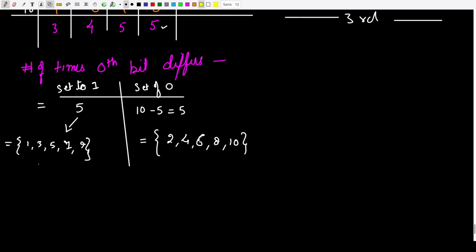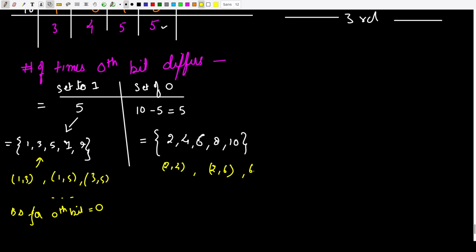Now consider all pairs which will be formed within the first set. I'm talking about pairs such as 1, 3, 1, 5, 3, 5, and similarly other pairs. For all the pairs formed here, the 0th bit remains 1 in all the cases. So the bit difference for the 0th bit is 0. Similarly, for all the pairs which we will get over here, which are 2, 4, 2, 6, 6, 8 and so on, the bit difference for the 0th bit is again 0 for all the pairs formed internal to this set.